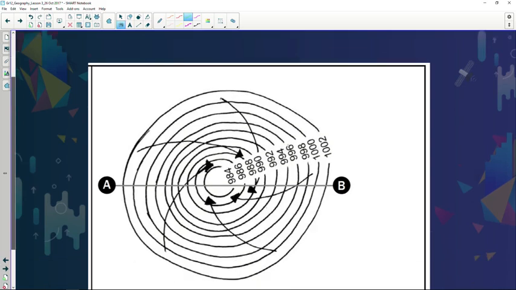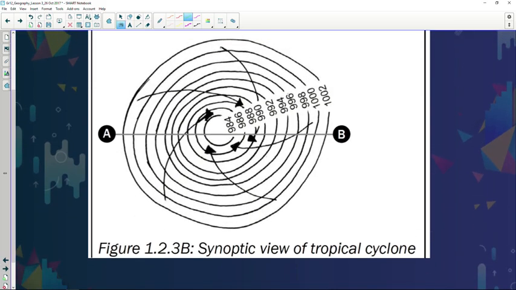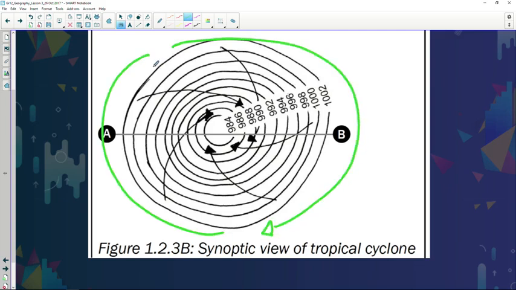Now, as you can see, there you go, a synoptic view of a tropical cyclone, the same example that's in your textbook. Very importantly, this tropical cyclone is in the southern hemisphere because it moves in a clockwise circulation. There's the eye. I'm just going to draw it in there for you. And as you can see, the isobars are very close together, meaning very strong winds.